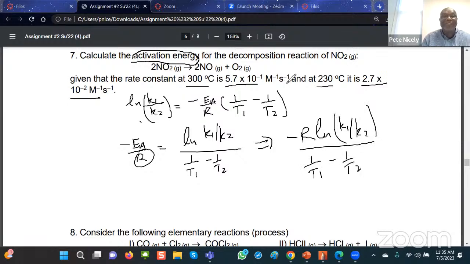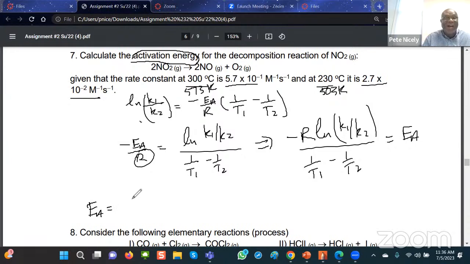And you're correct about the conversion to Kelvin values. So the 300 here, if you add 273, you're going to get 573 Kelvin. If you add 273 to this, you're going to get 503 Kelvin. So I'm just going to put those right underneath those values. So now all we have to do, and this will be equal to EA, of course, is plug in the values for the activation energy.